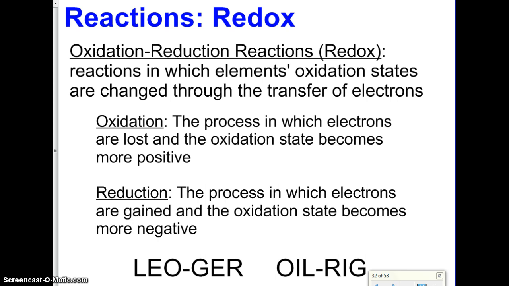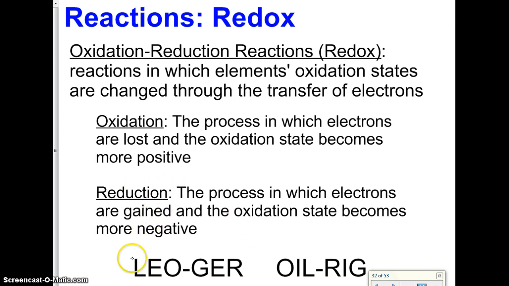Redox is the abbreviated term for oxidation reduction reactions, which means electrons are transferring back and forth between different elements. Oxidation is the process of losing electrons. This is when your oxidation state is going to become more positive. Reduction is the process of gaining electrons. It's when your oxidation number becomes more negative, hence the reason for the name: becoming more negative, it's being reduced.